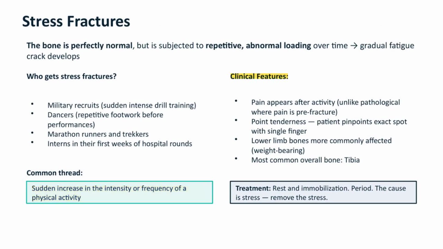Now let's look at the clinical features. Pain typically appears after activity. This is the opposite of pathological fractures, where pain occurs before the fracture. There is point tenderness. The patient can pinpoint the exact spot with a single finger. And lower limb bones are far more affected than upper limb bones, because weight-bearing is the mechanism.